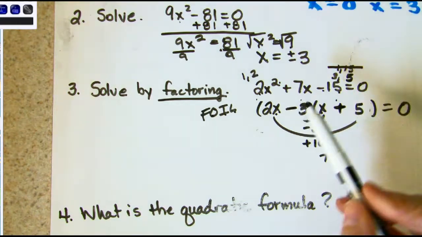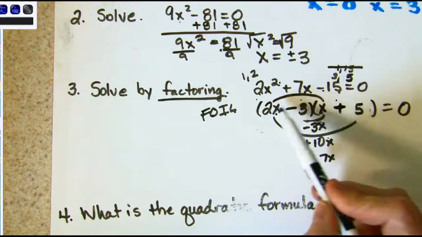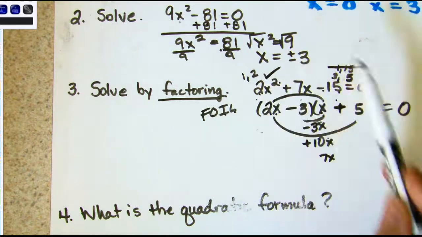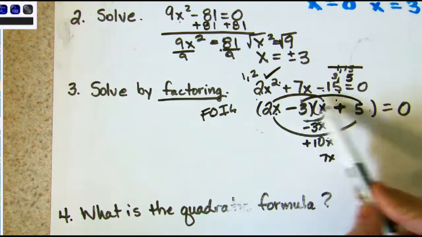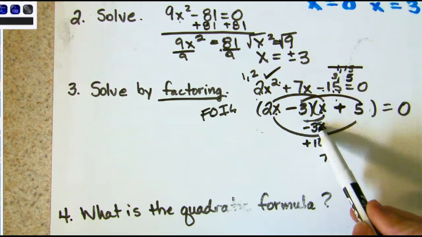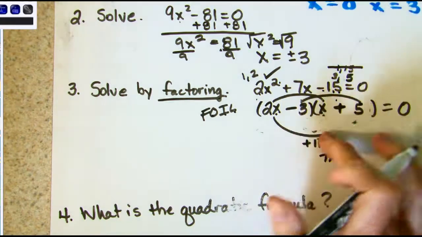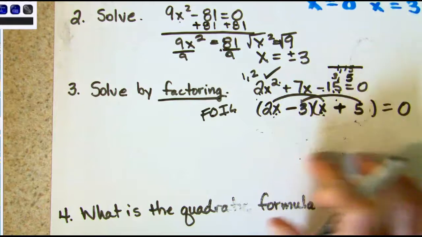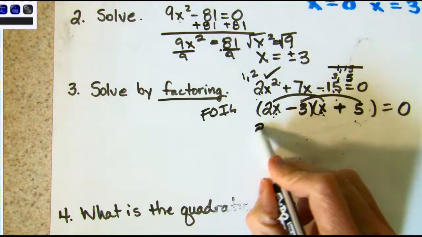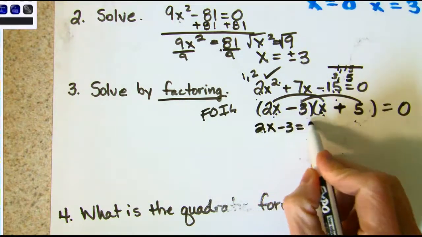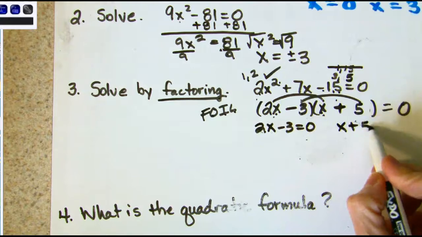Now if I check it with distributive property, FOIL, first is 2x squared, last is negative 15, and then the outer and the inner is giving me 7. So I'm going to erase all of these now. I have it factored. So 2x minus 3 equals 0, and x plus 5 equals 0.